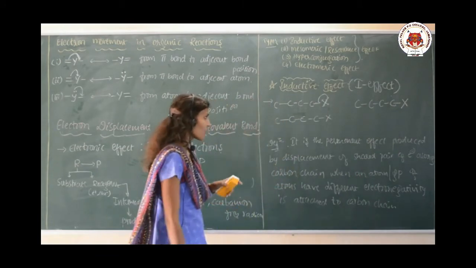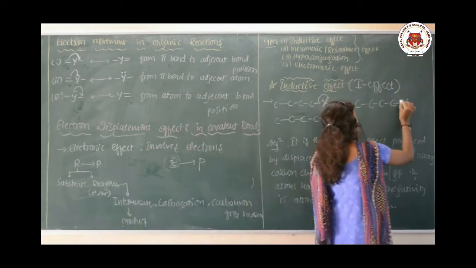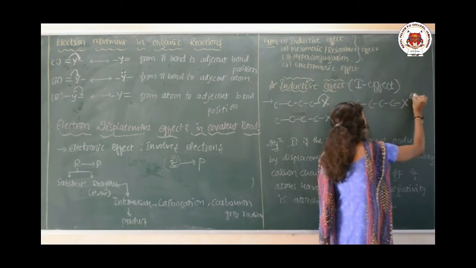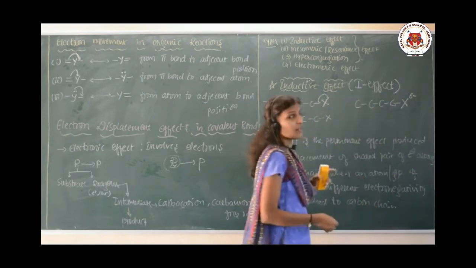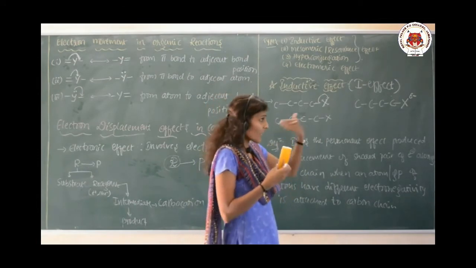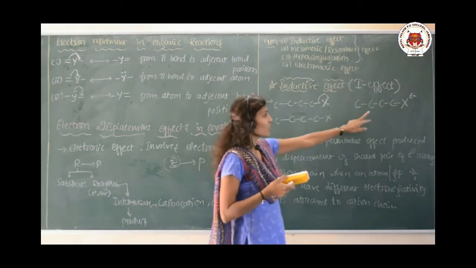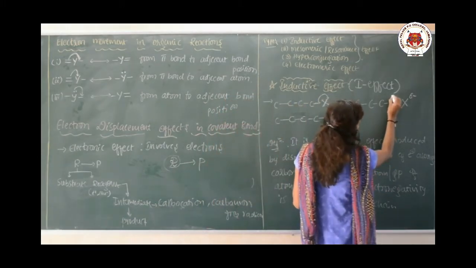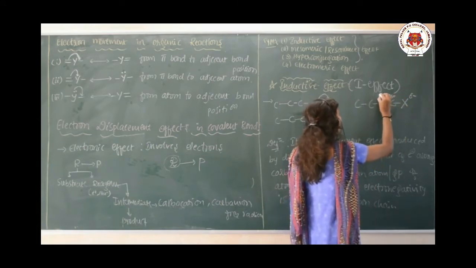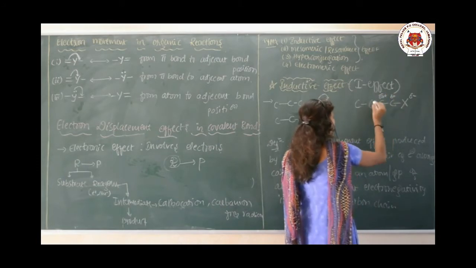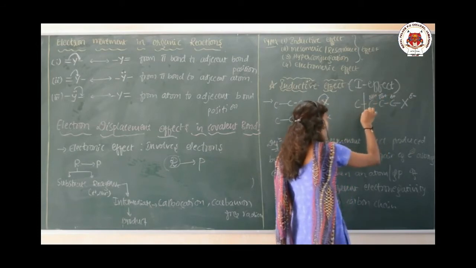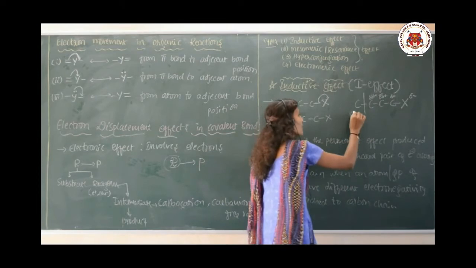X is the more electronegative atom. So when it drags the electron towards itself, it gets a partial negative charge, because it drags the electron. What about this carbon? This carbon gets a partial positive charge as electron density is less. The next carbon involves a little less positiveness. The effect is a little more positive here, and after the third carbon the effect will be negligible. Here it is negligible.